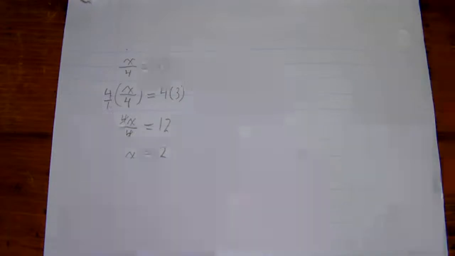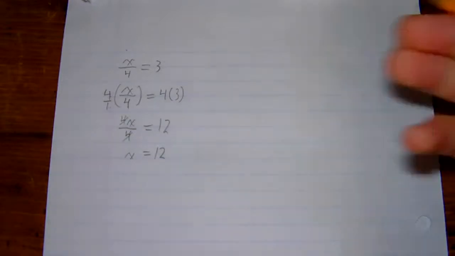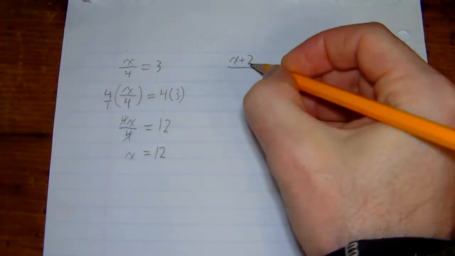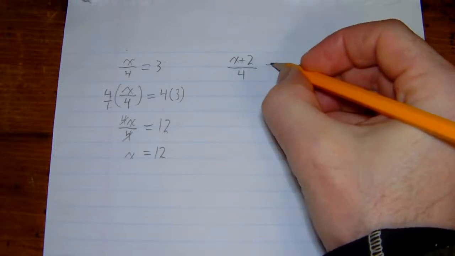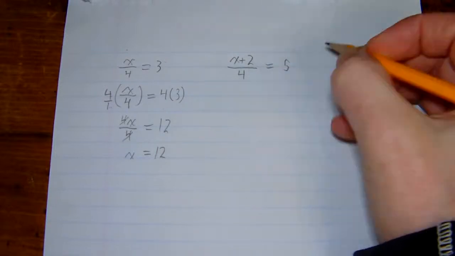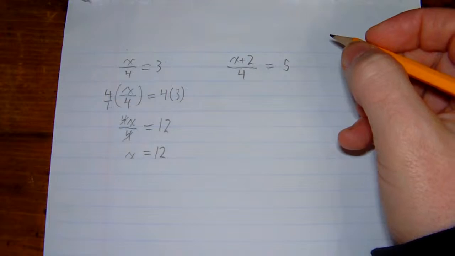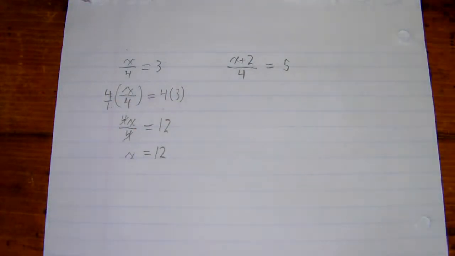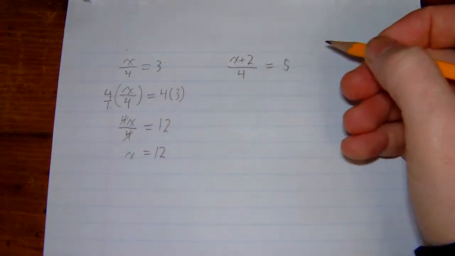So we're going to move on to the second example from the slideshow. This one's starting to get a little more complicated in terms of how it looks, but not much more complicated in terms of how we need to solve it. So we have x plus 2 over 4 equals 5. This is slide 12 in the slideshow. And we're going to do the exact same approach.